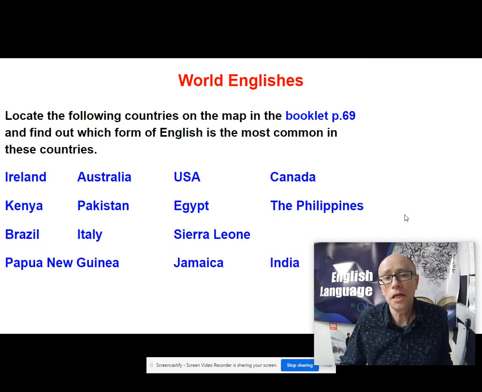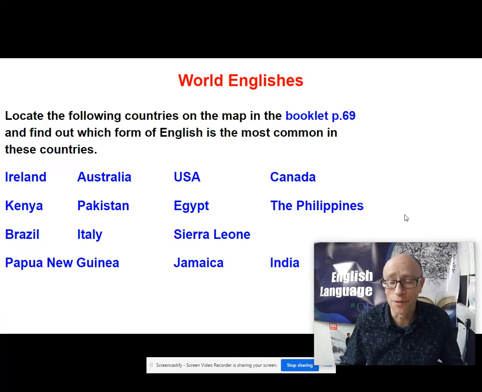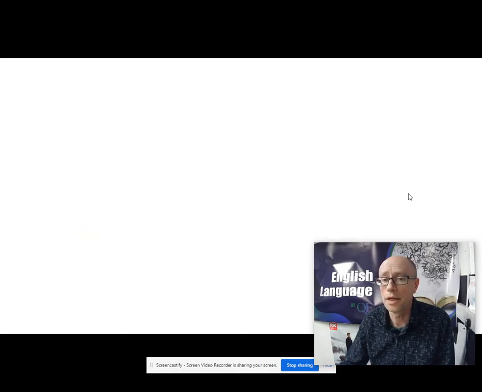Okay, so a bit of geography. So if you were in my class, I'd be getting you to be doing this. I'd be showing you a world map, and then you'd be identifying the countries, which is not necessarily straightforward for all of our students. And then you'd be thinking about which form of English is the most common in these countries. So we've got Ireland, Australia, USA, Canada, Kenya, Pakistan, Egypt, the Philippines, Brazil, Italy, Sierra Leone, Papua New Guinea, Jamaica, and India. Would you be able to locate all of those countries on a map? Would you be able to say what form of English is the primary form in those countries?